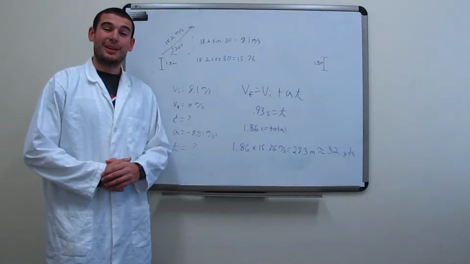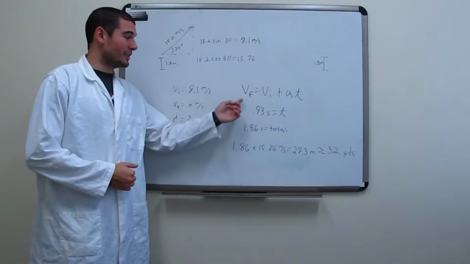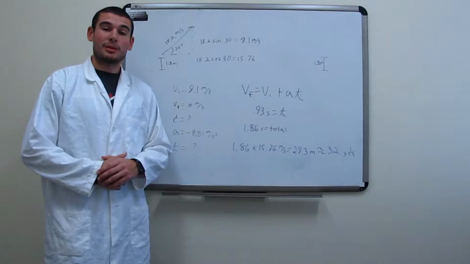Now that we have found our peak height, we want to find the total distance that the ball traveled. To do this, we will plug in our knowns into this equation to find the total amount of time that the ball spent in the air.